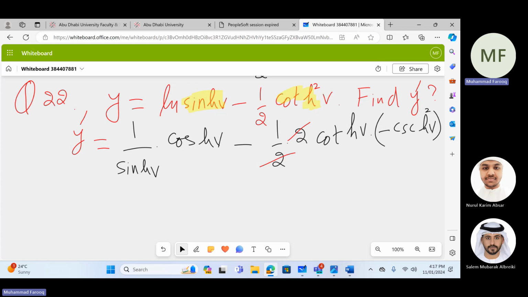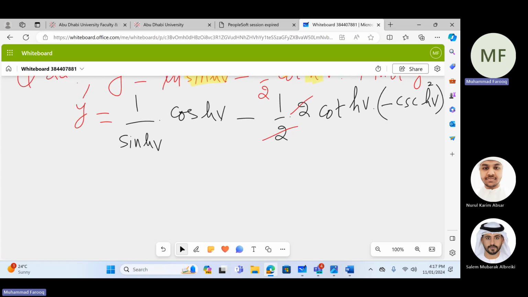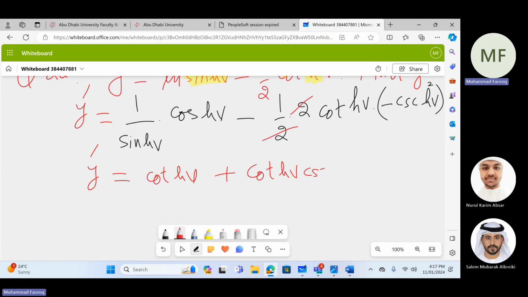Cosine over sine is cotangent. So now this is cotangent hyperbolic v, and the negative times negative is positive. So you have cotangent hyperbolic v times cosecant hyperbolic square v. I think there is an identity we can use here. If I take cotangent hyperbolic as a common factor, it becomes 1 plus cosecant hyperbolic square.